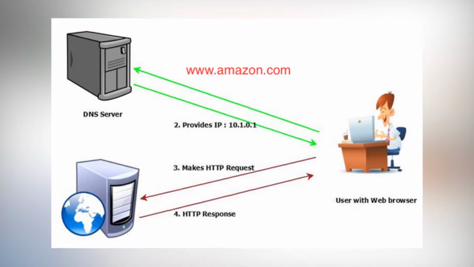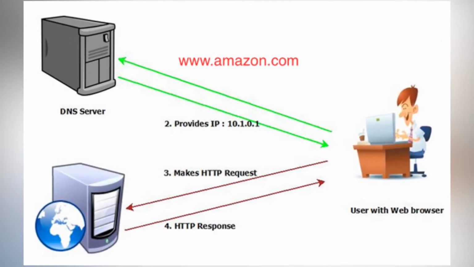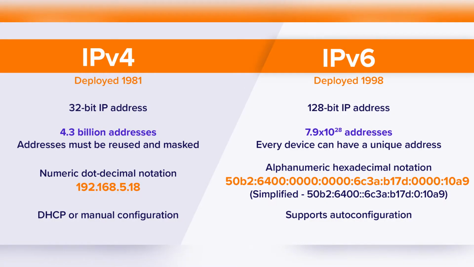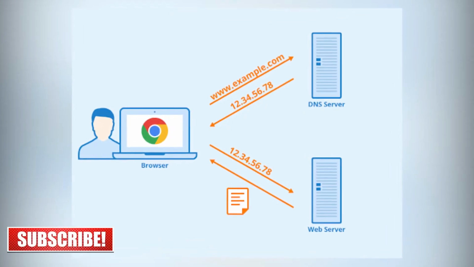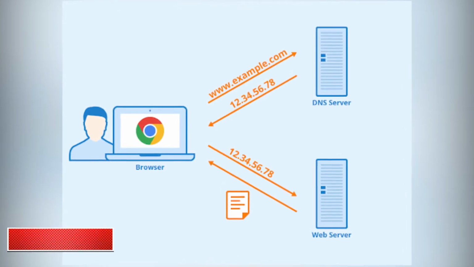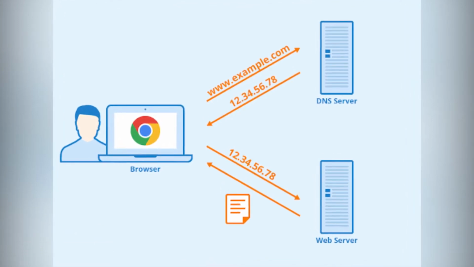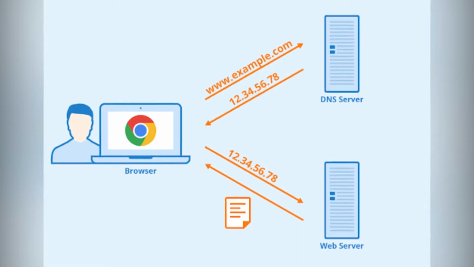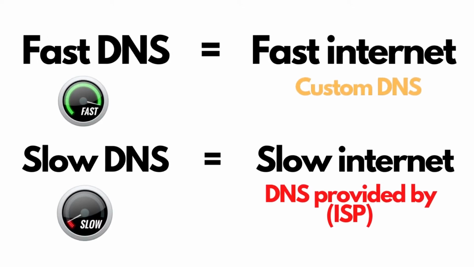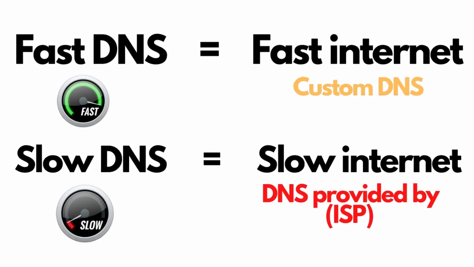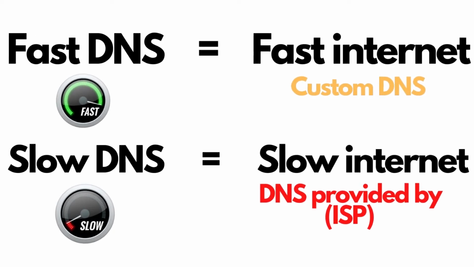DNS servers eliminate the need for humans to memorize IP addresses such as 192.168.1.1 in IPv4 or more complex alphanumerical IP addresses such as 240CB00204881 in IPv6. The process of DNS resolution involves converting a host name such as www.facebook.com into a computer-friendly IP address such as 192.168.1.1. So in simple words, if you are going through a faster DNS, then your internet speed will be higher compared to the DNS provided by your internet service provider company.